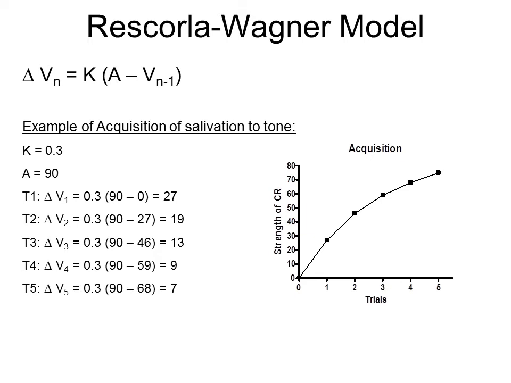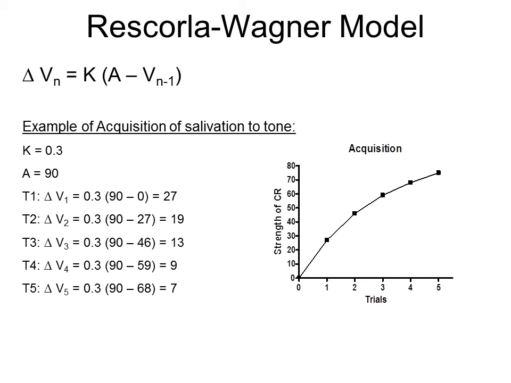Now, of course, we haven't yet met our asymptote, and if you were performing these calculations to make predictions, you would continue to run them until you approached 90. But for our purposes, stopping after the 5th trial is sufficient to demonstrate how this model unfolds and how you can use it to make predictions about various Pavlovian phenomena. So this is a demonstration of acquisition, the acquiring of a conditioned response.